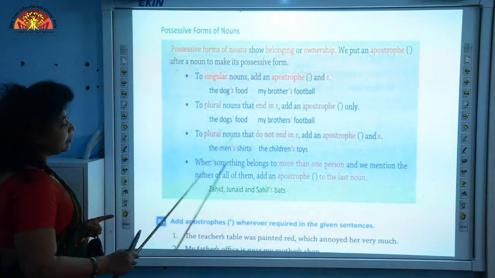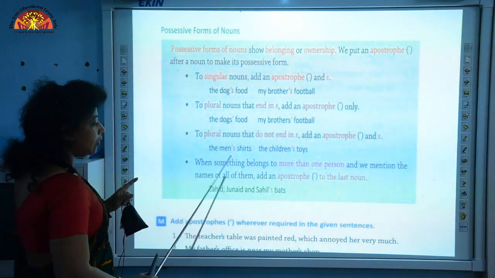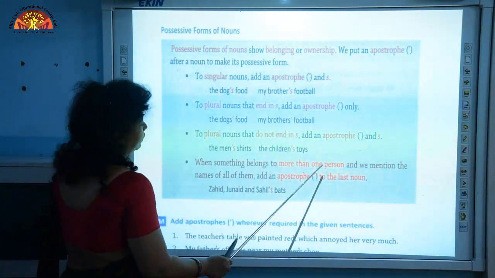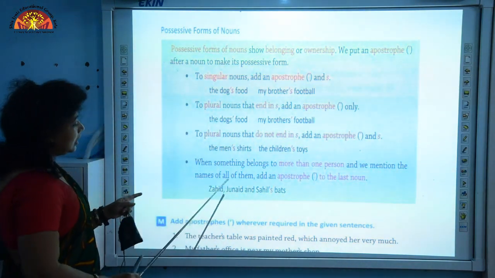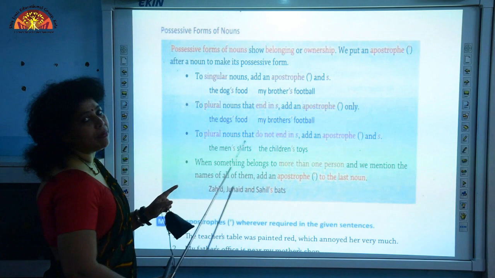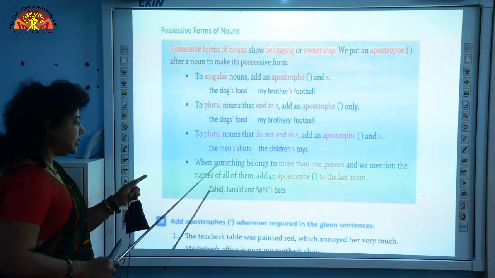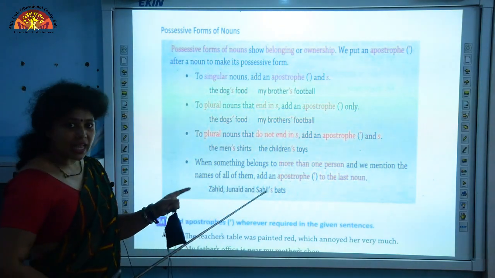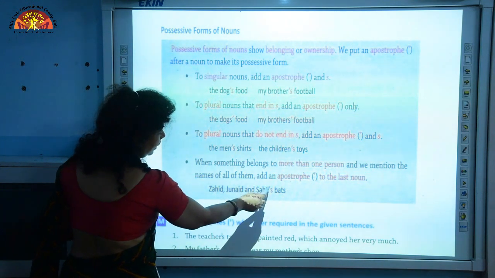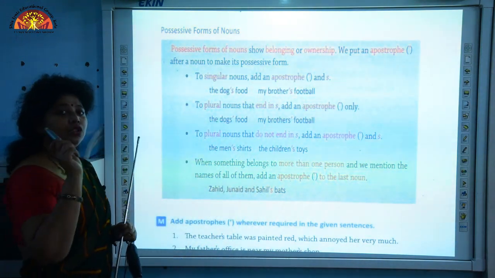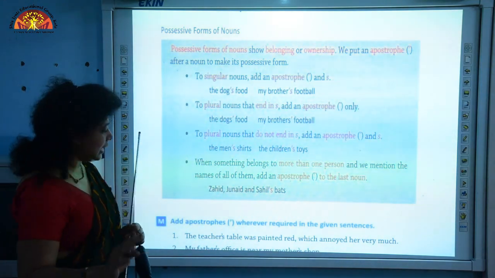When something belongs to more than one person and we mention the names of all of them, add an apostrophe to the last noun. Let's take this example: Zahid, Junaid and Sahil's bags. These bags belong to Zahid, Junaid and Sahil. In such a case, we club these three together and put an apostrophe S to indicate the ownership. Is that clear, children?